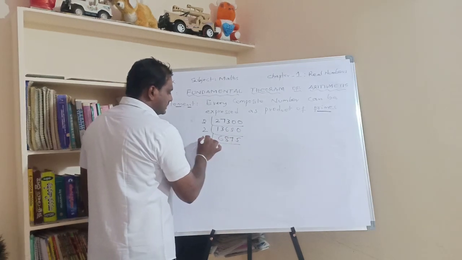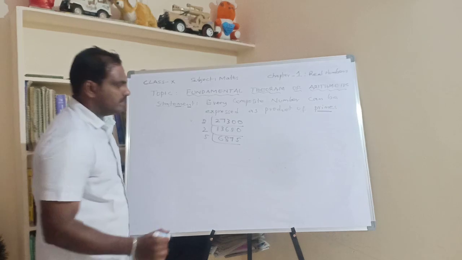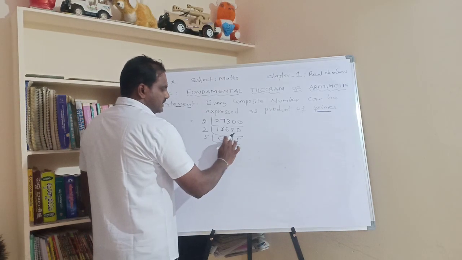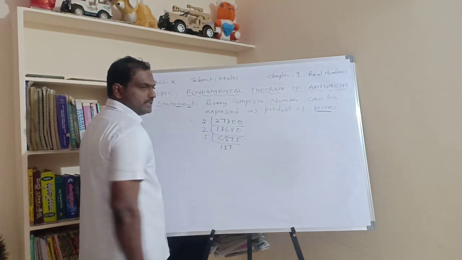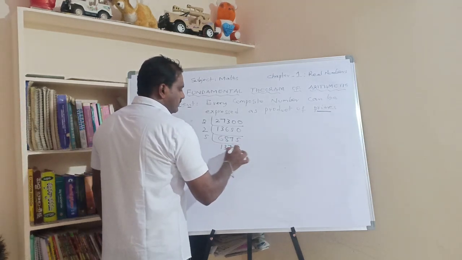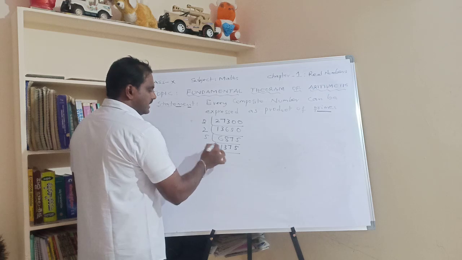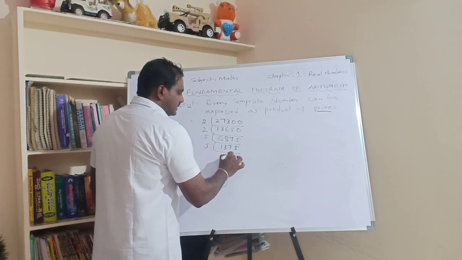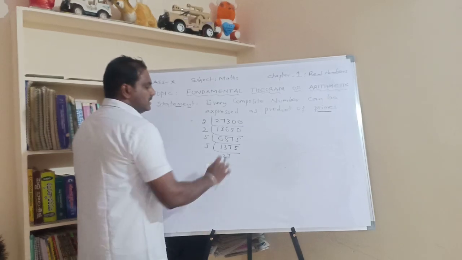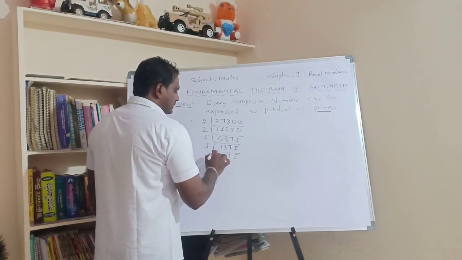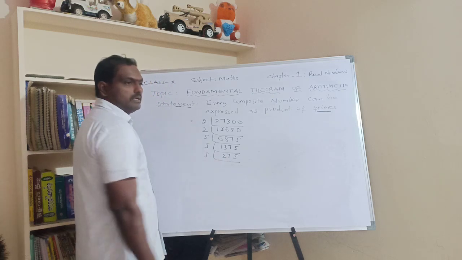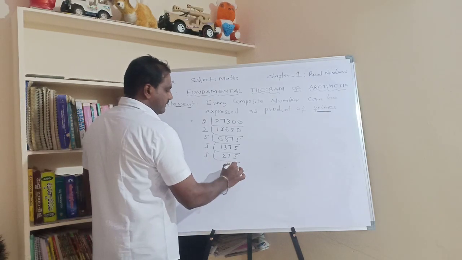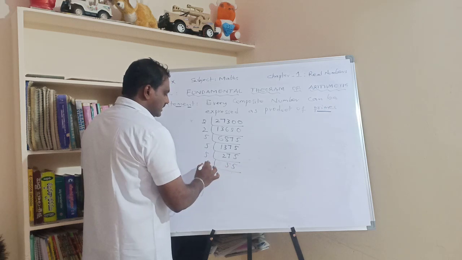So since the last digit is 5, we can take the 5 table directly. 5 1s are 5. 5 3s are 15. Remainder is 37. 5 7s are 35. And remainder is 2, 5. 5 5s are 25. Again we can take 5. 5 2s are 10. Remainder is 37. 5 7s are 35. Remainder is 25. 5 5s are 25. Again we can take the 5 table. 5 5s are 25. Remainder is 25. 5 5s are 25. Next remainder is again 5 table.